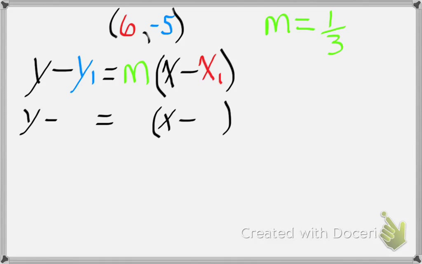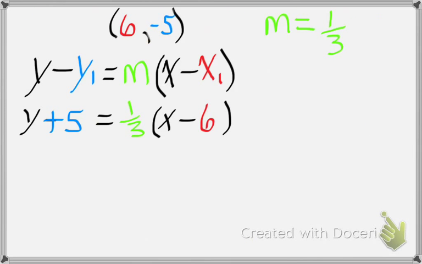It's y minus y1. Well, y1 is -5. Oh, so we have minus a negative. So you have to remember what that means. Minus a negative means plus. So y plus 5, that's what goes there. Then we plug in our slope. Then we have x minus x1. Well, x1 is just positive 6, so x minus 6. So there you go. That's step 1.